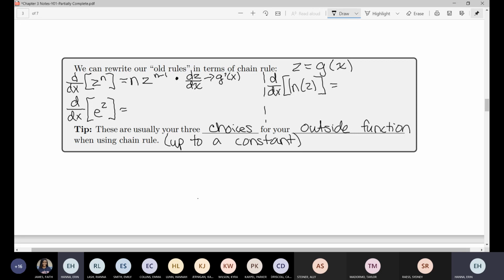And what was our original e rule? The derivative of e to the x was e to the x, so it would essentially stay the same, but now our chain rule says to take the derivative of whatever that power is on the e. And again, you can think about this as a g prime of x if you prefer that notation.